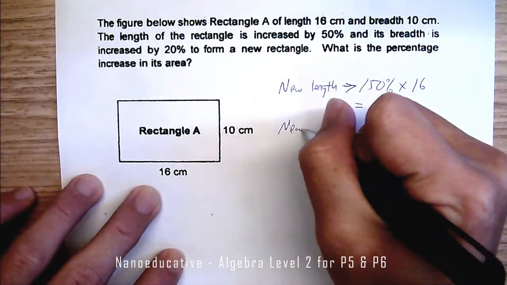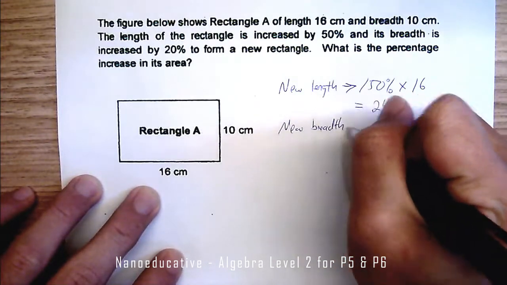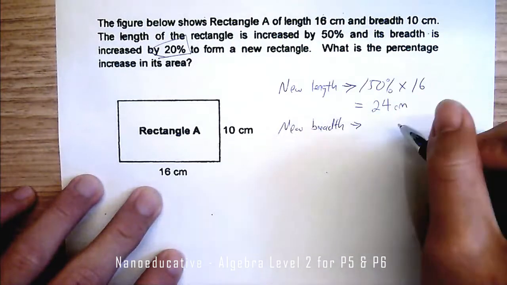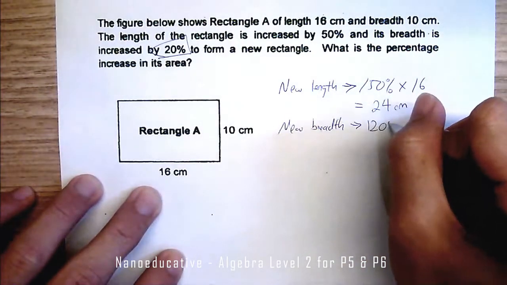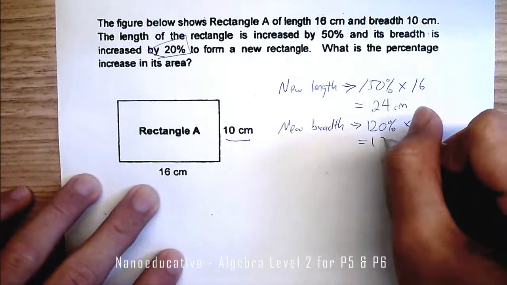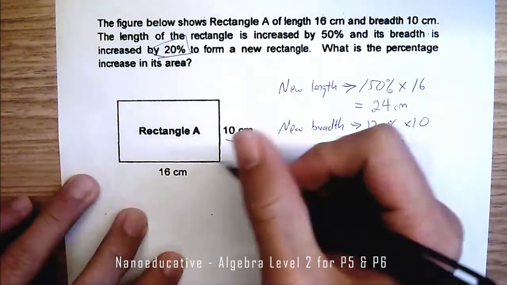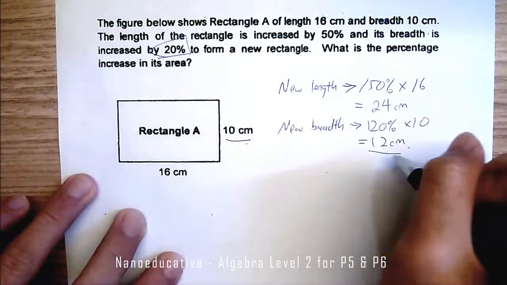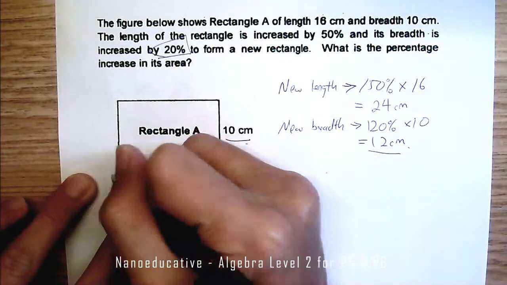Then let's talk about the new breadth. The breadth is increased by 20%, right? So the new percentage will be 120%. So 120% multiplied by the old breadth, which is 10, and that will give us 12 cm. Simple. Now this tells me that I increased my breadth by 2 cm, right? Because from 10 cm it became 12 cm, so I increased 2 more cm over here.